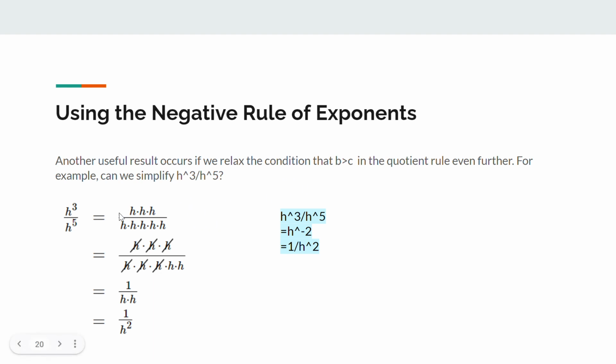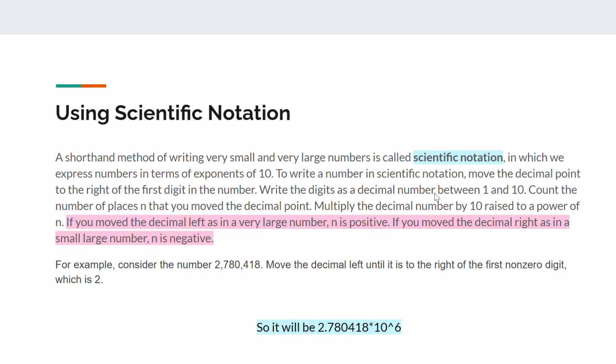If we write out all the h's for the top and bottom, we can cancel out 3 on top and 3 on bottom, and we get 2 left on the bottom, which is just 1 over h times h, which is also equal to 1 over h squared. If we do it the quotient rule way, we would get h to the power of 3 minus 5, which is h to the power of negative 2. The negative here represents that h is supposed to be on the bottom, which is also equal to this one. So it's just 1 over h to the power of 2.